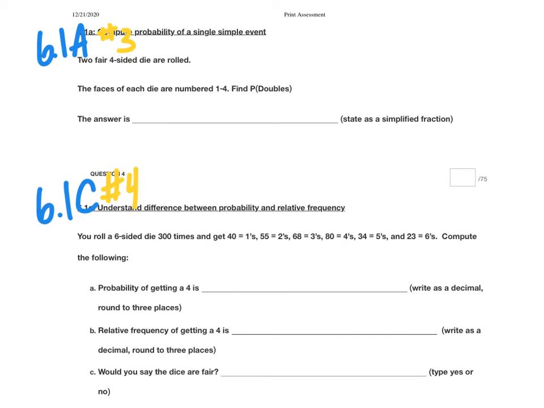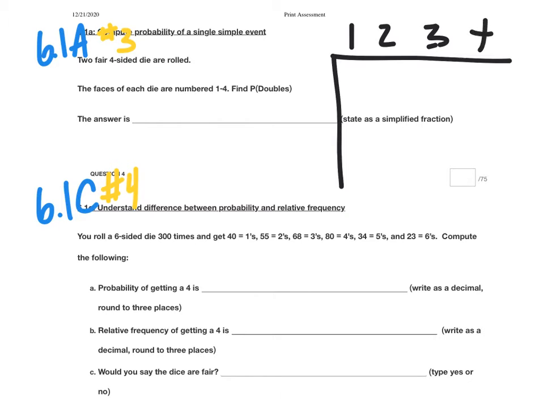The next one is related to 6.1a. You have 2 fair 4-sided die are rolled. The faces of the die are numbered 1 through 4. Find the probability of getting doubles. Now, when I have 2 different events going on, that's where, again, I like to make my grid. So I'm going to do a 1, 2, 3, 4 for the first die. And then I will call this one over here on the side my second die.